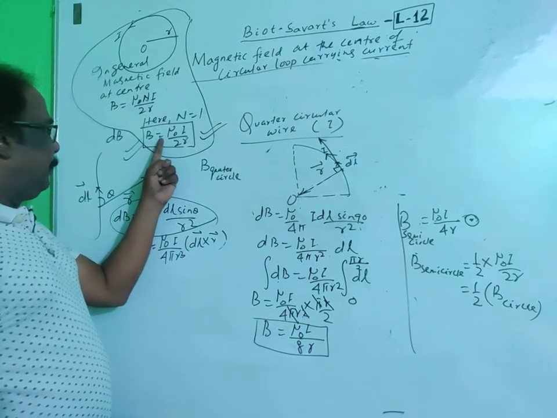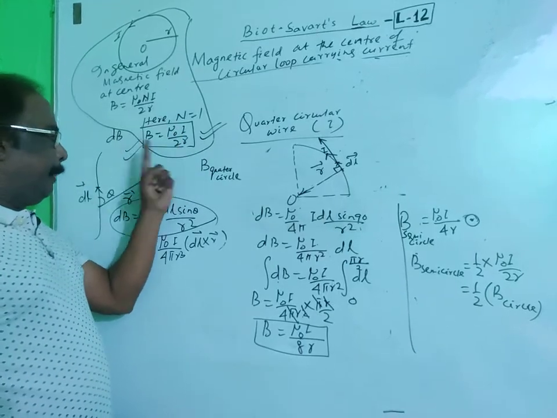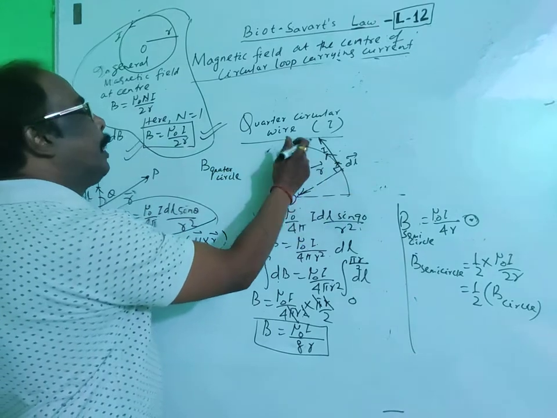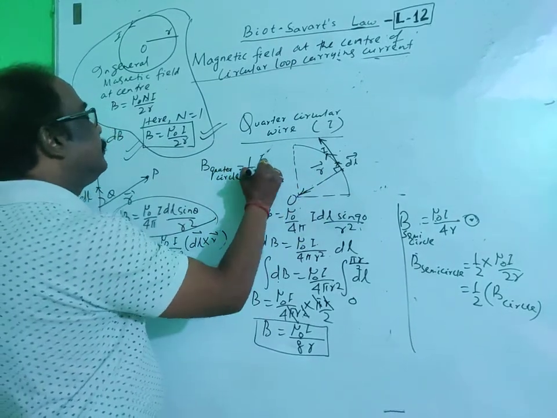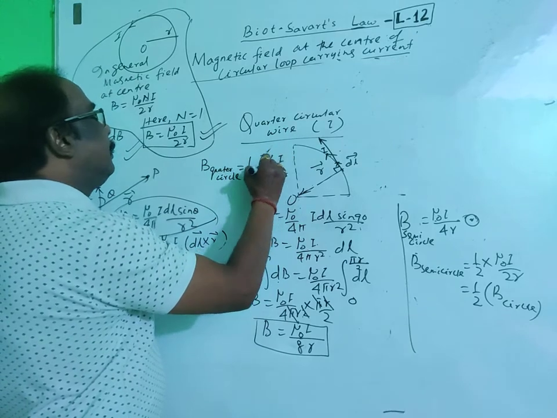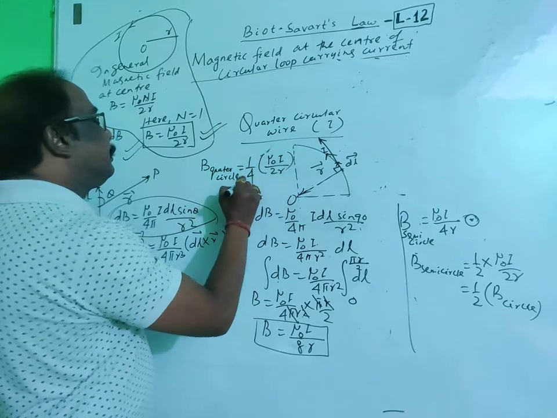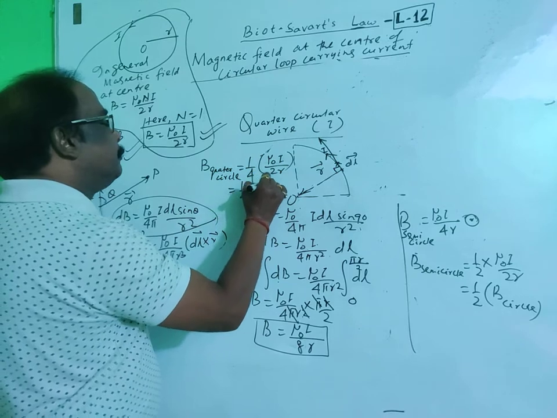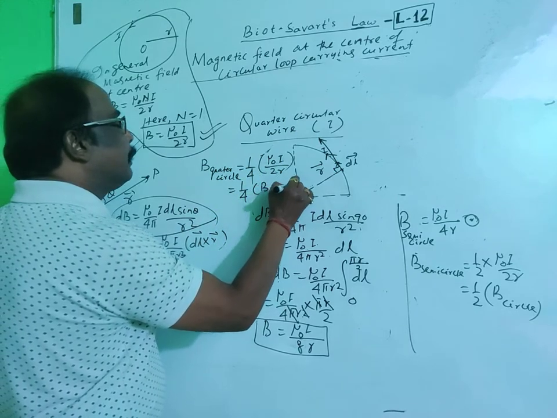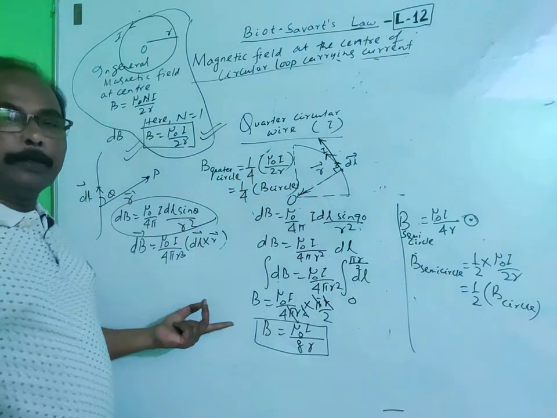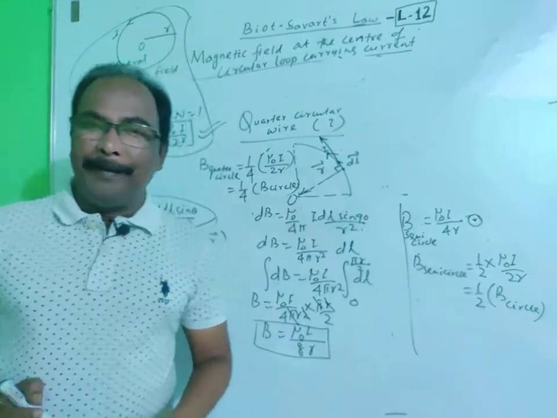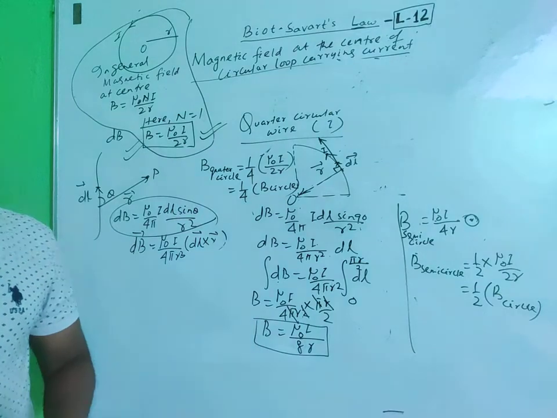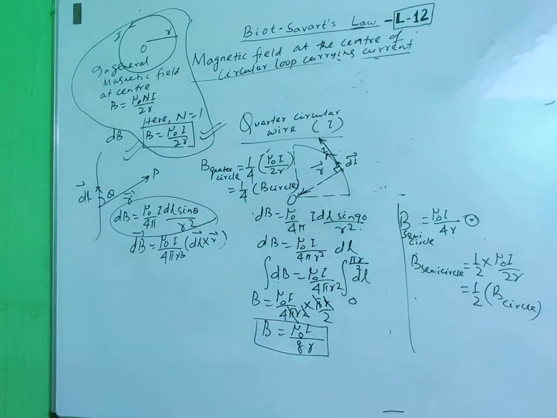The magnetic field due to a complete circular coil is mu 0 I by 2r. So this is 1/4 of the circular part. We may write 1/4 into mu 0 I by 2r, so this equals 1/4 of the magnetic field due to a circle. This is the concept. If you are taking a semicircular track, then you take half the part of the circle.